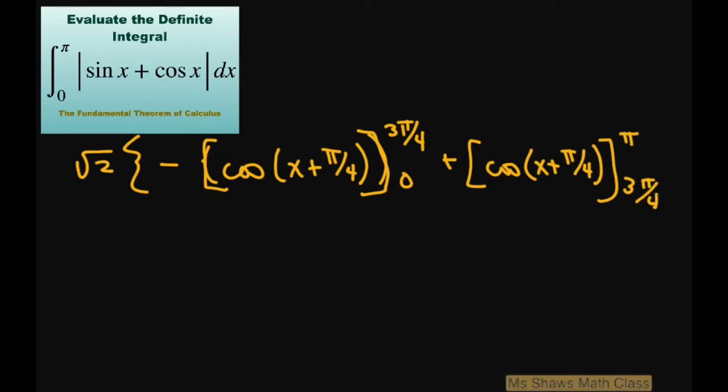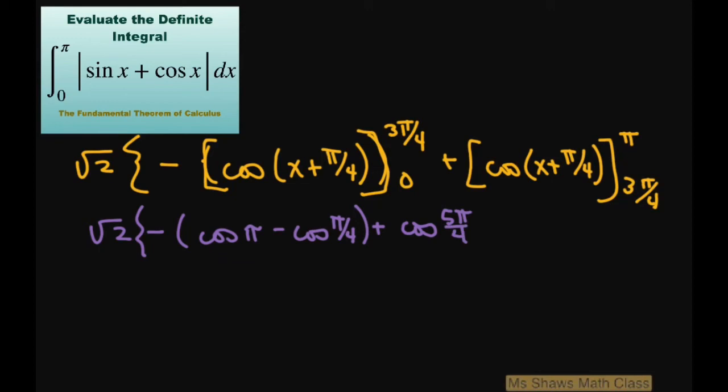So all we have to do is evaluate this. We're going to get square root of 2 times negative cosine of pi minus cosine of pi divided by 4, and then plus, for the 0, we're going to get cosine of 5 pi divided by 4, because I'm adding the pi divided by 4. And then for this piece, this is going to be minus cosine of pi.